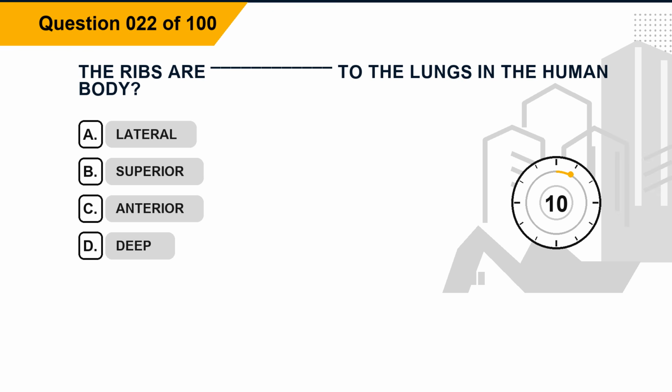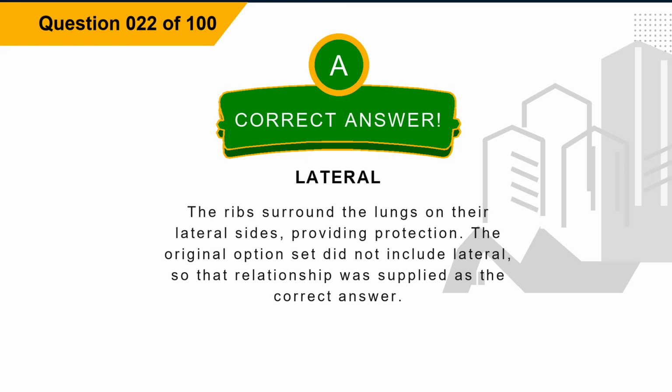Question 22. The ribs are blank to the lungs in the human body. Option A, lateral. Option B, superior. Option C, anterior. Option D, deep. The correct answer is option A, lateral. Explanation. The ribs surround the lungs on their lateral sides, providing protection. The original option set did not include lateral, so that relationship was supplied as the correct answer.